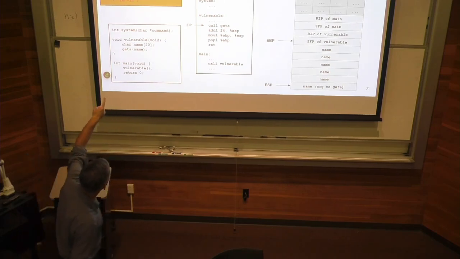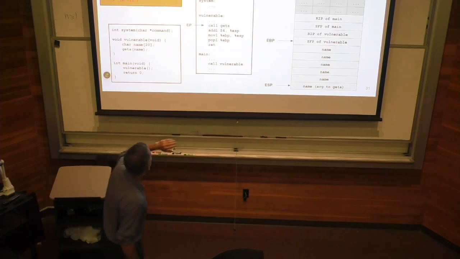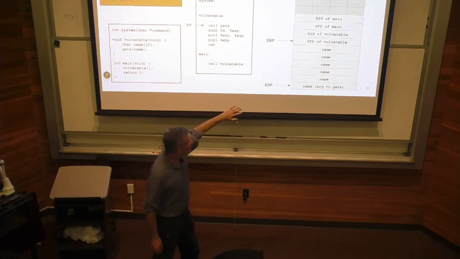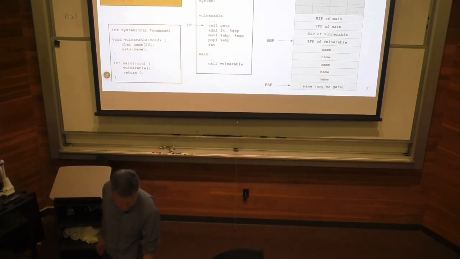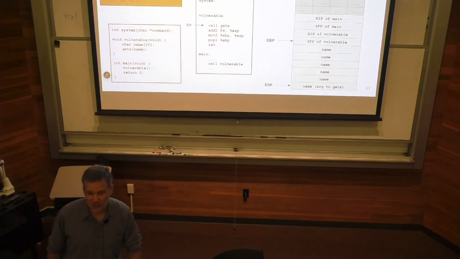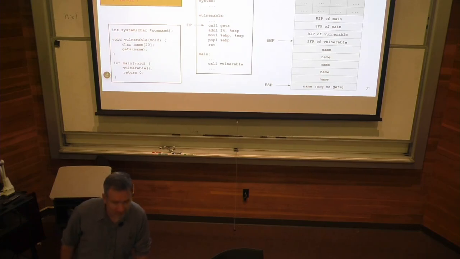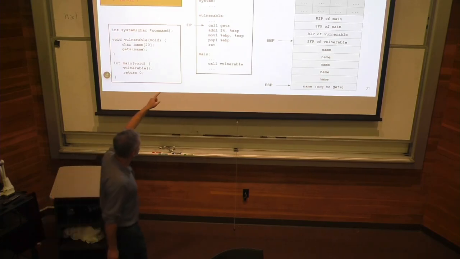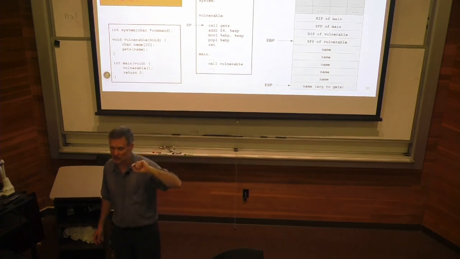The attacker can provide an input up here shown in yellow. 24 A bytes: that's 20 bytes to fill up the name buffer, 4 more to overwrite the saved frame pointer, and then overwrite the RIP with the address where this system function is in the standard library. That's in the code segment, so it's in an executable region, so the CPU will be willing to execute code there. When vulnerable returns, it won't go back to main, it'll go to the start of the system function.